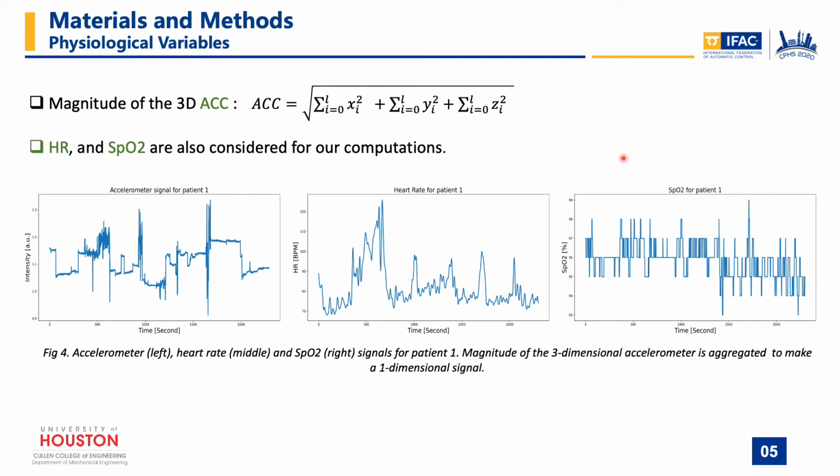So we take this dataset and extract the variables that have been proven to be useful in studying the neurological status. Firstly, we aggregate the 3D accelerometer signal into a one-dimensional signal by taking the square root of the summation of all dimensions, which is equal to the magnitude of the 3D accelerometer. Here, L represents the length of signal. For SpO2 and heart rate, we smoothen them by filtering the noise out. Here in Figure 5, you can see these 3 physiological variables for patient 1.